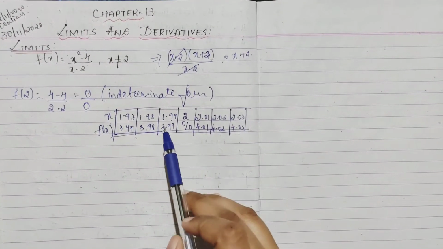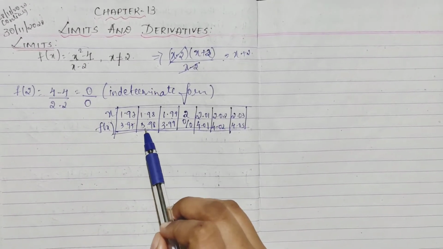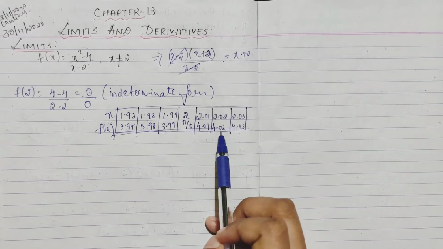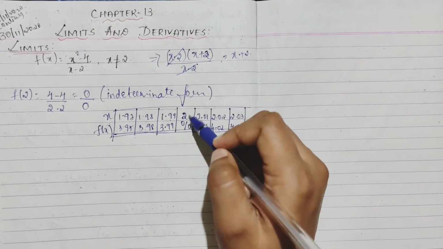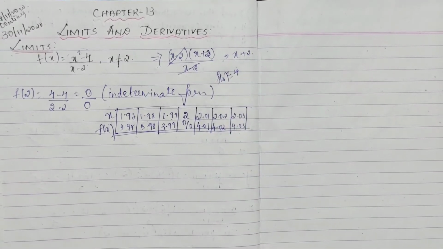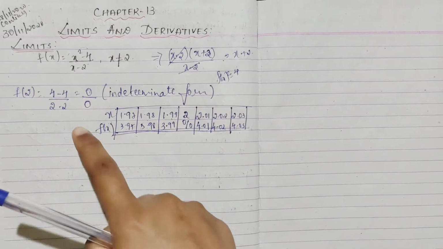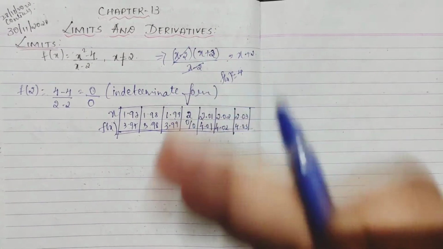So see, when you are finding the nearby points of 2, what are we getting? 3.99, 3.98, 3.97, 4.0, 4.02, 4.03. When it is at 2, you'll get 4, that is your f of x. So now we have got the values here. We are checking for the limit, right? We want to know what the limit is, so we are doing all these things.